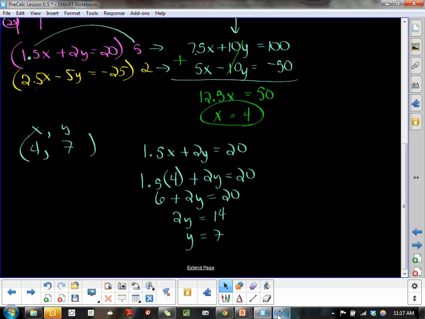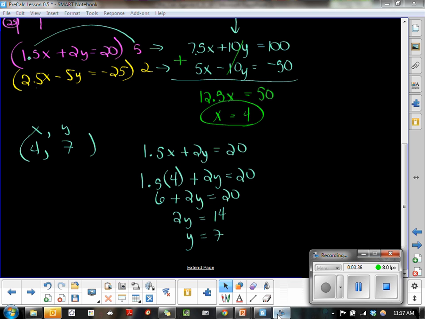So I thought I'd run through an example with some decimals in it and something where you'd have to multiply top and bottom and then add.